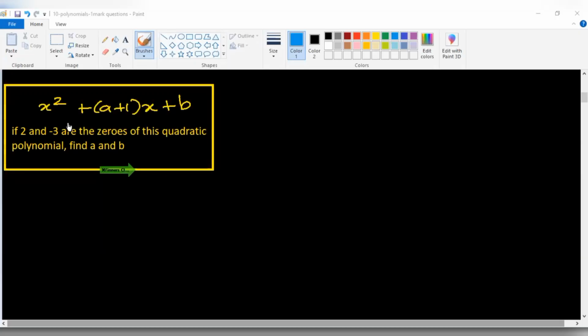This is the next question. x square plus a plus 1 into x plus b. If 2 and negative 3 are the zeros of this quadratic polynomial, find a and b. Okay, so this is the given polynomial. Let us take it as p of x equals x square plus a plus 1 into x plus b. And it is given that 2 and minus 3 are zeros.